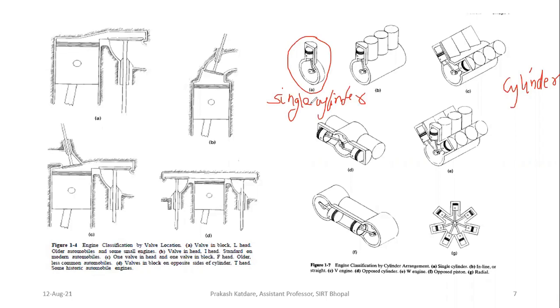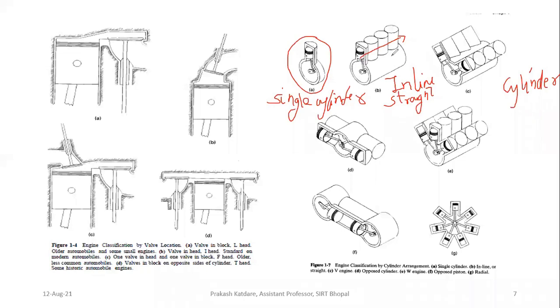Then in case of multi-cylinder engines, the first one we can say is the inline or straight engine. In inline engine, all the cylinders of a multi-cylinder engine are arranged in a straight line. You can see in this figure, it is a 4-cylinder engine, and in this particular engine, all the cylinders are arranged in a straight line. This type of engine is known as inline engine or straight engine.